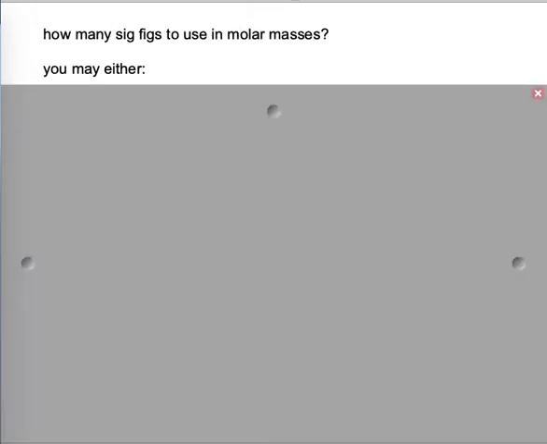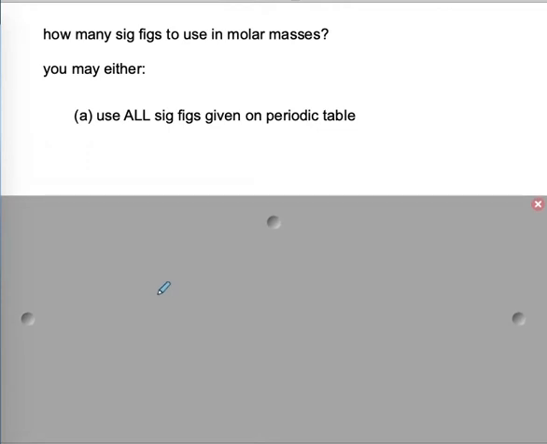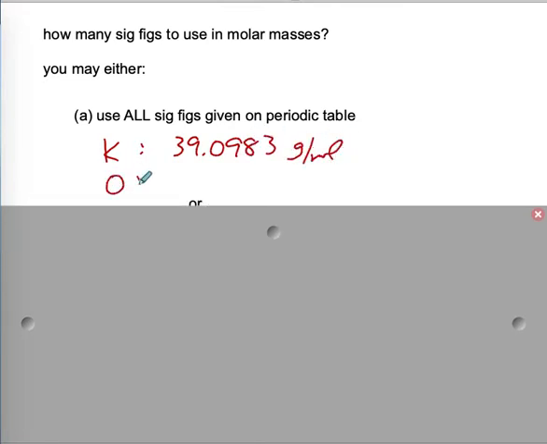So a question arises, how many sig figs can you use in your molar masses? Well, you have 2 options. You can either use all of the sig figs given on the periodic table. So for example, potassium on the periodic table has a molar mass of 39.0983 grams per mole. Oxygen has a molar mass of 15.9994 grams per mole. That's perfectly fine.